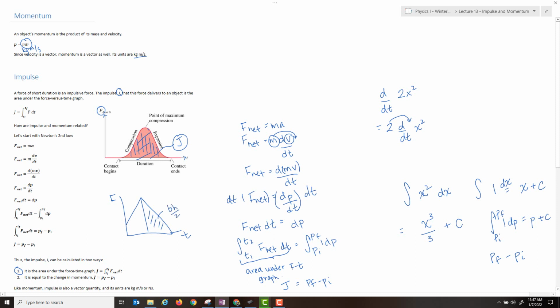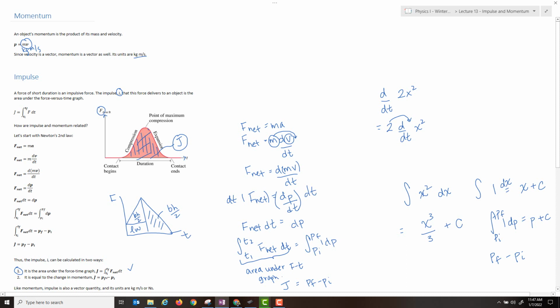And then on this side we have a triangle and a rectangle, right? So for the rectangle, length times width, and for the triangle, base times height divided by 2. So you can add up all of the areas to get the total area. So that's the first way to figure out the impulse: if you are given a graph, you just find the area under the force-time graph.